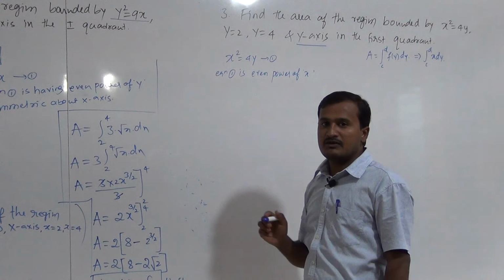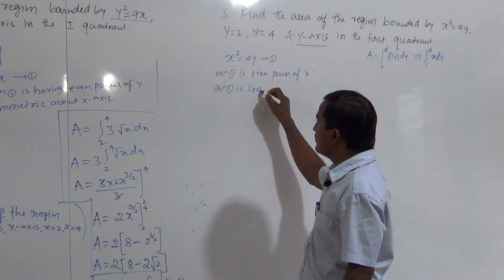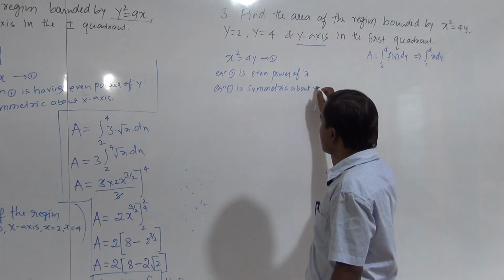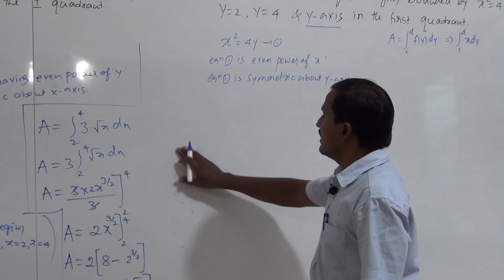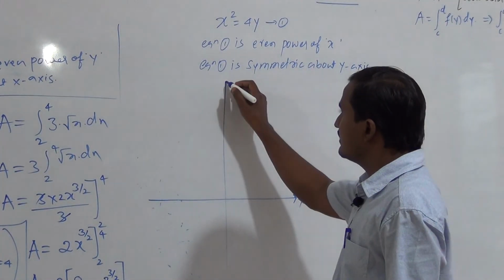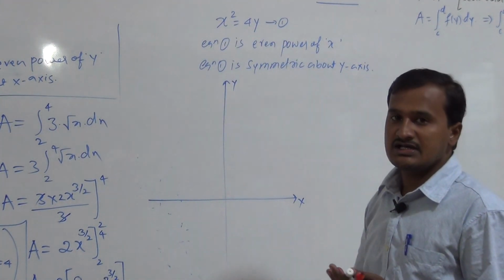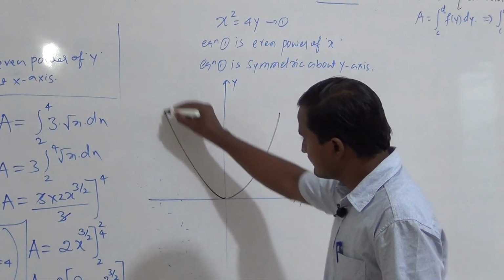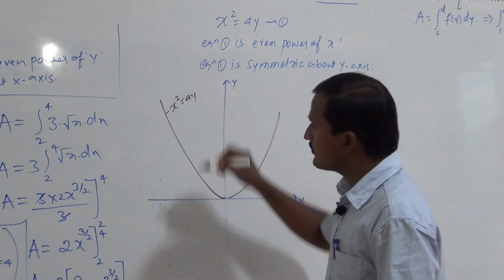If it is an even power of x, it means equation 1 is symmetric about the y axis, right? So therefore I will draw the rough sketch. This is the x axis and here is the y axis. x square equal to 4y means clearly it is a parabola and it is symmetric about the y axis, like this. So it represents x square equal to 4y, right?